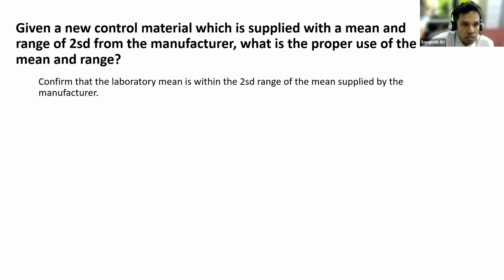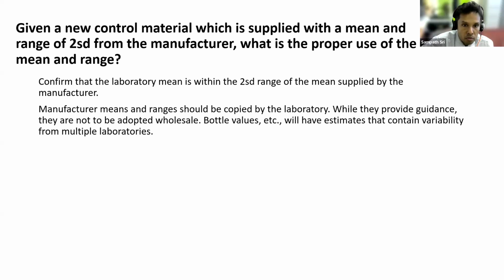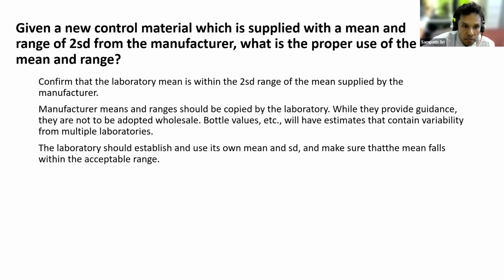So what we have to do is, first we have to confirm that our laboratory mean is within the given 2SD range supplied by the manufacturer. But then we have to use our own laboratory mean and QCs. Because if we use the manufacturer's mean and SD, sometimes we may have values that fall outside our acceptable range.